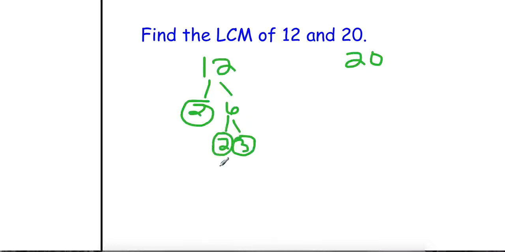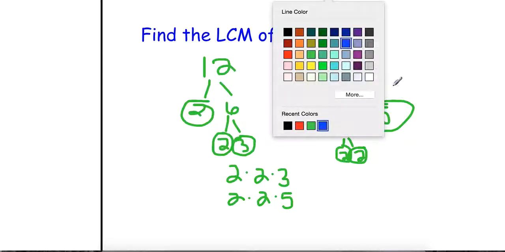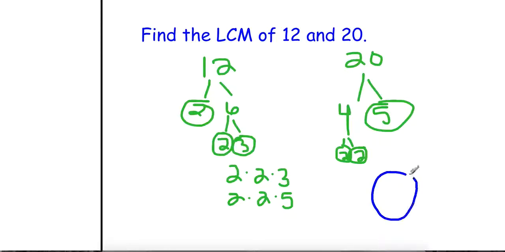Again, I need to write them out in expanded form. You can write them side by side, on top of each other, it doesn't matter. So for 20 we have 4 and 5. 5 is prime. So now we have 2 and 2, and 2 and 2 are prime. So we have 2 times 2 times 5. So now we make our Venn diagram. Remember, one circle represents 20, the other circle represents 12.